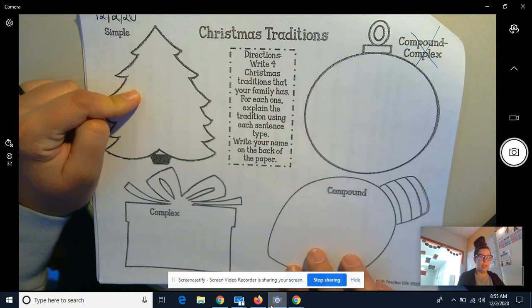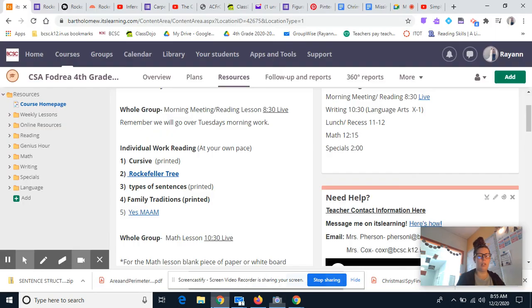This is on It's Learning. It's called Christmas Traditions. Or maybe not. Maybe it's not called that. It is called Types of Sentences Printed. So you have cursive, you have Rockefeller Tree, you have types of sentences. That's what we're currently on.